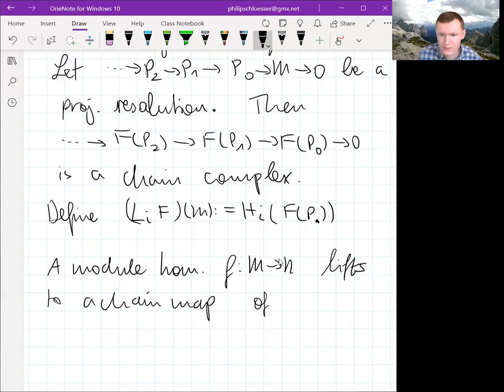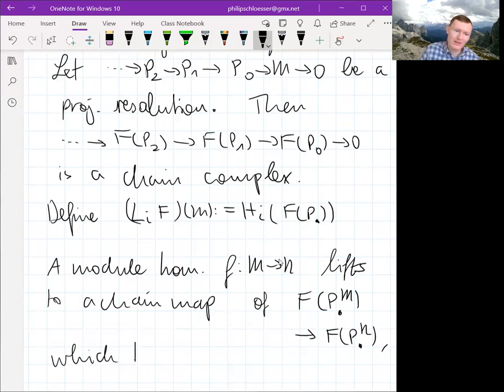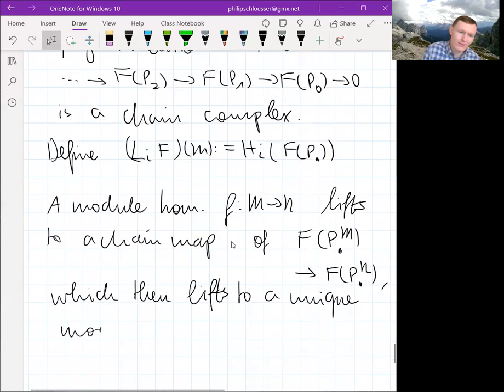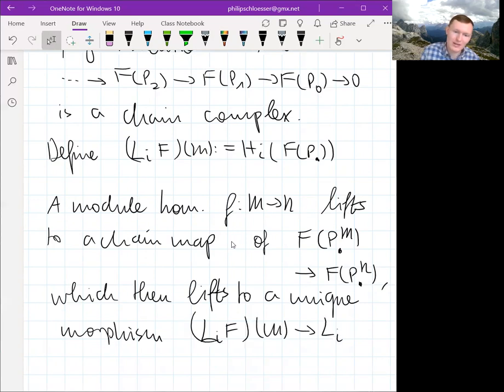Well, basically, notation is hard. If we denote the projective resolutions of M and N by P_M and P_N, then we get a chain map between these two complexes, which then induces a unique morphism between L_iF(M) and L_iF(N). And we're going to call this one L_iF(f).